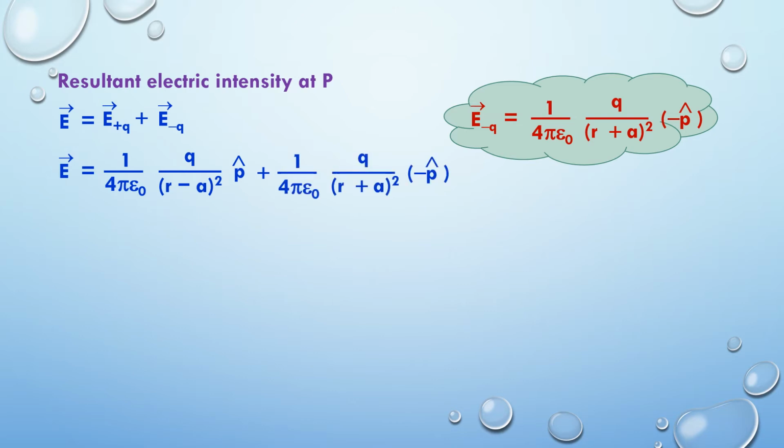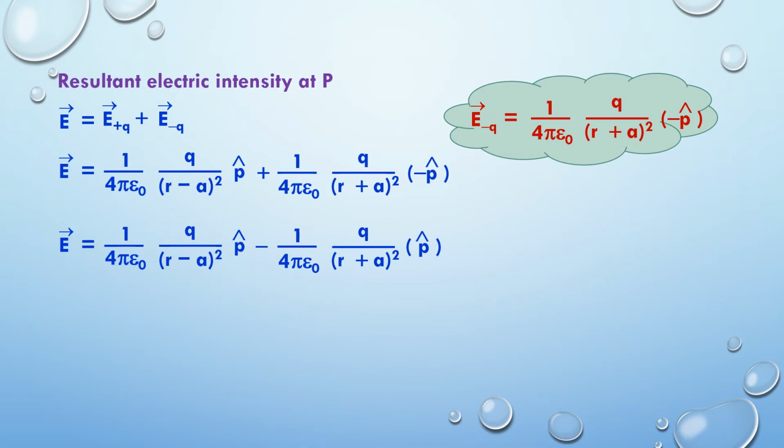I'll substitute that value into this relation and now simplify it. I have 1 upon 4 pi epsilon naught Q upon (R minus A) the whole squared into vector P, and for the second term, I'm using this negative sign, substituting it, and then substituting the remaining values. Find out what is common.